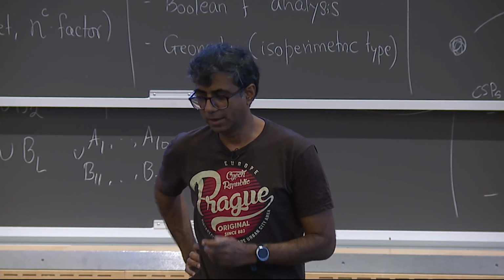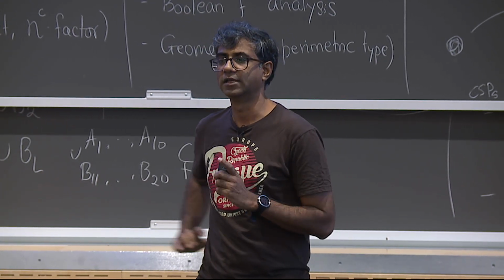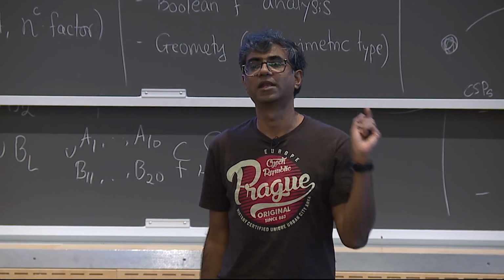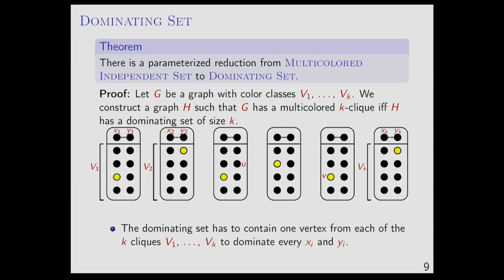Now, I'm going to give you a reduction, which in my opinion is a very foundational reduction in parameterized complexity. It's a reduction from multicolored independent set to dominating set. Okay? So what is a dominating set? You can think of a dominating set as a smaller version of set cover. You're given a graph G, and you're asking yourself, does there exist k vertices whose neighborhoods together cover the whole vertex set? Or in other words, for every vertex, either you belong to that dominating set or one of your neighbors belongs to it. Okay?